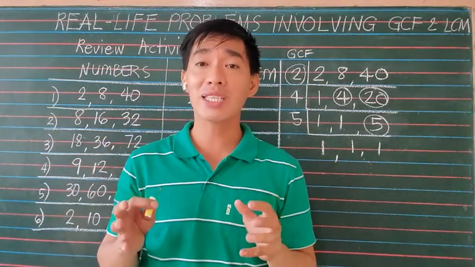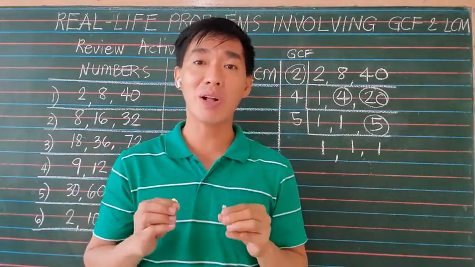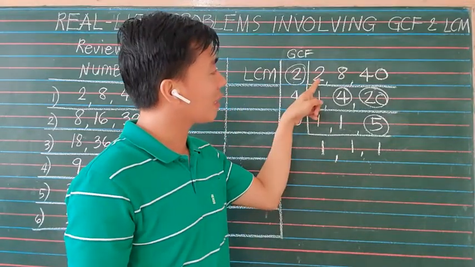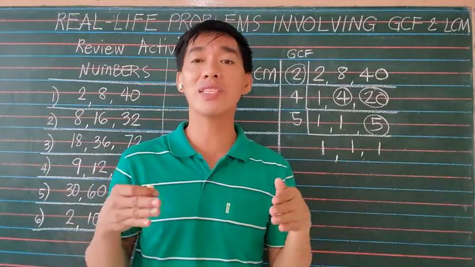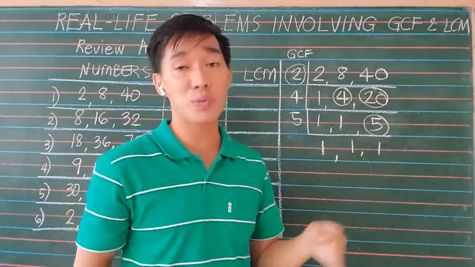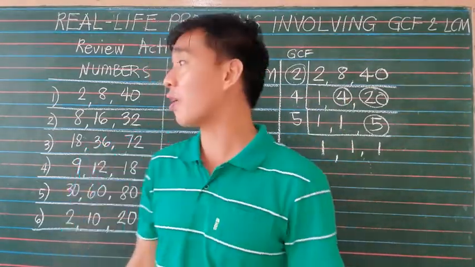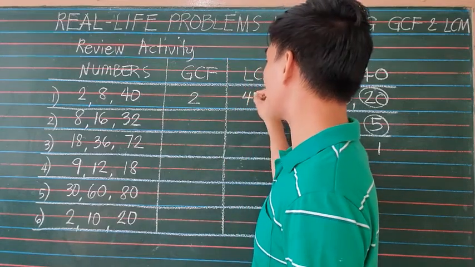That's the smallest. Yun po yung pinakamaliit na multiples kung saan magtatagpo si 2, si 8, at saka si 40. The smallest number where these three numbers will meet. Okay? So, their LCM is equal to 40.